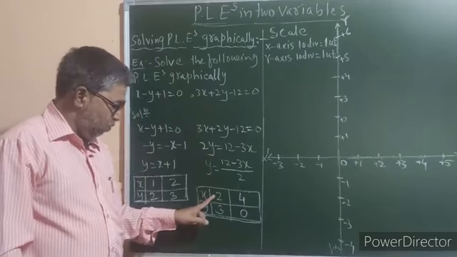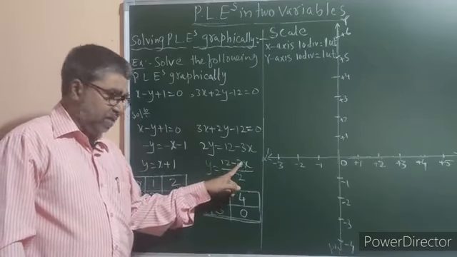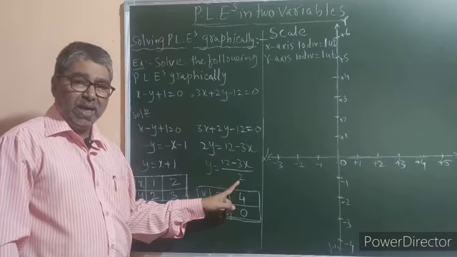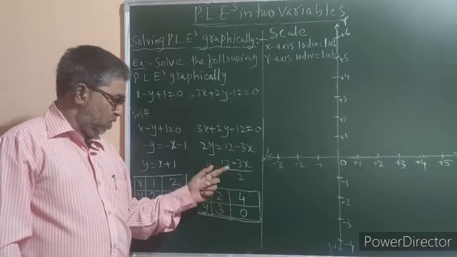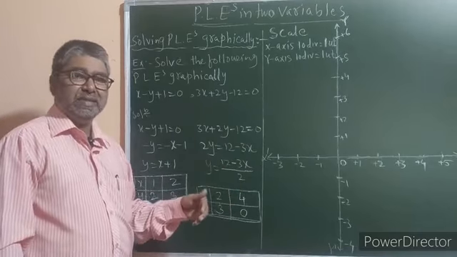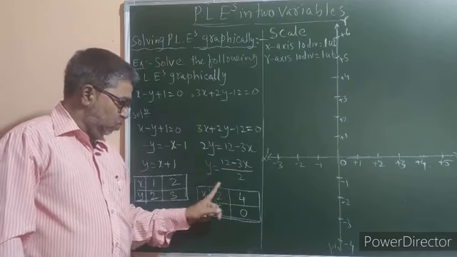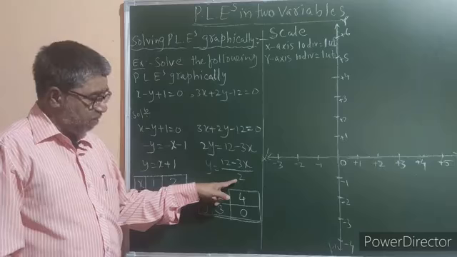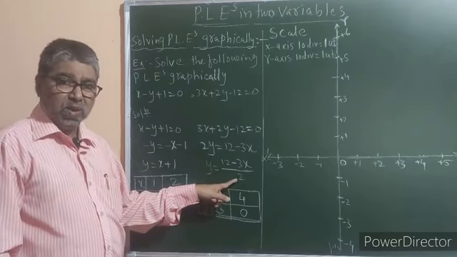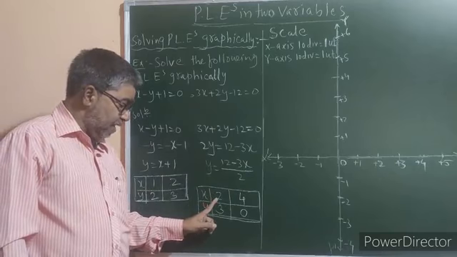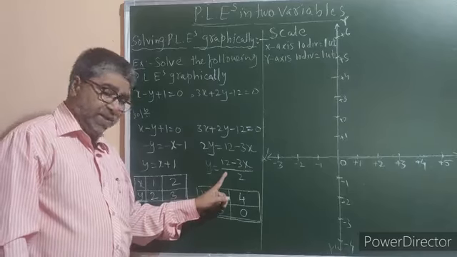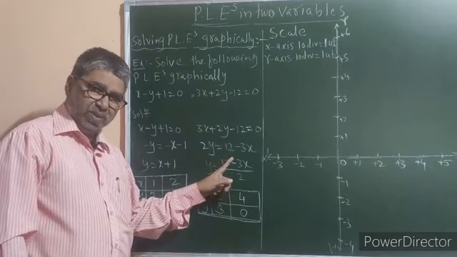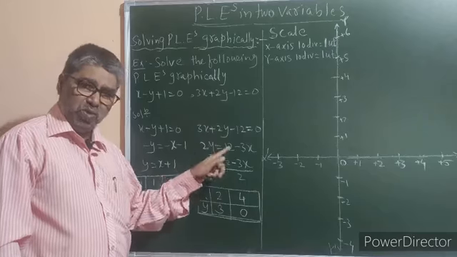Now consider the value of x as 1. So 3 ones are 3. 12 minus 3 will be 9, and 9 is not completely divisible by 2. Therefore you leave 1, you shift to the next number, that is 2. 3 twos are 6. 12 minus 6 will be 6, and 6 is an even number which is completely divisible by 2. Therefore if the value of x is 2 in this equation, the value of y will be 3, because 3 twos are 6, 12 minus 6 will be 6, 6 upon 2, 2 ones are 2, 2 threes are 6.